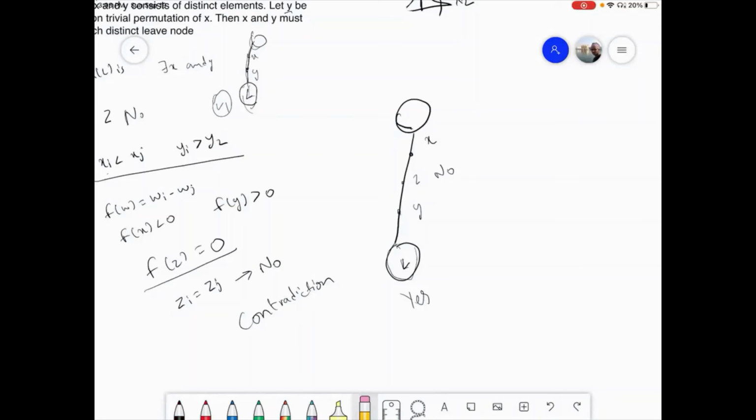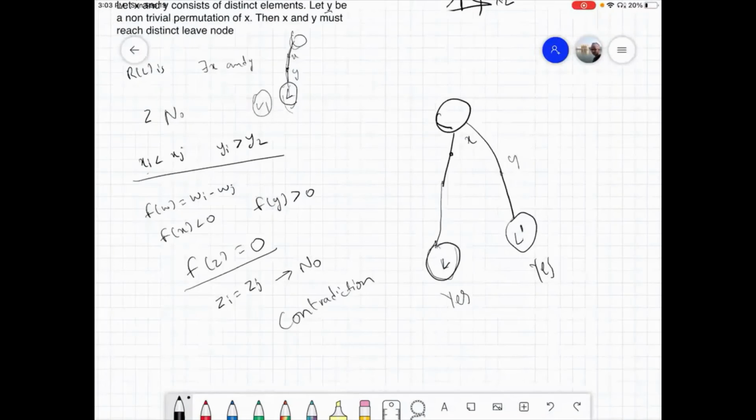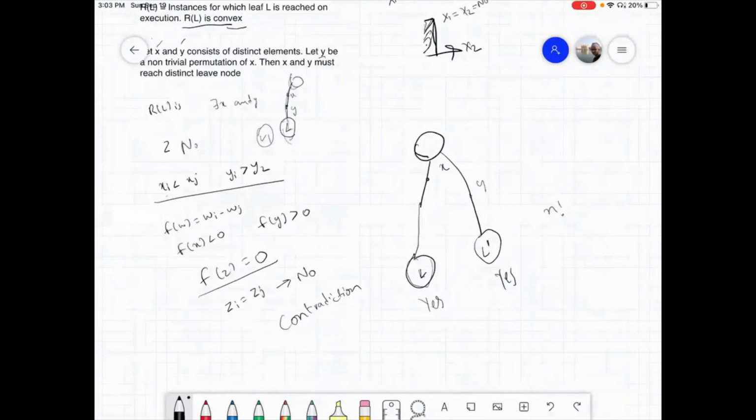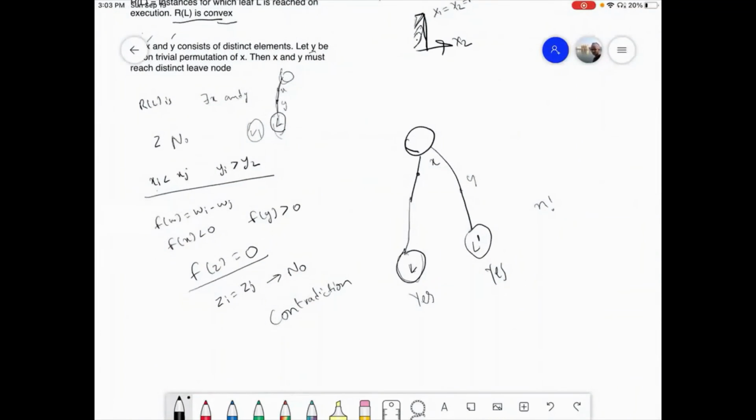So what we can say is that there exists a different path for Y, something like this, that when we follow that path, we reach L1, a different leaf node. By proving this claim, we can say that there might be n factorial leaves. There can be n factorial leaves or greater than n factorial leaves for this. Once we get the n factorial leaves, we can say that the lower bound is omega of n log n.